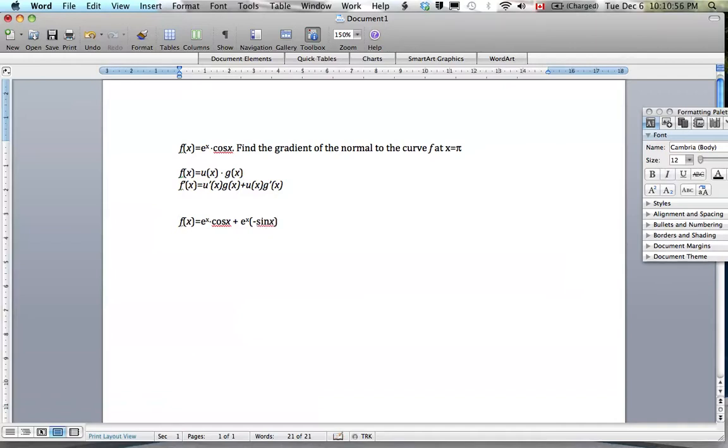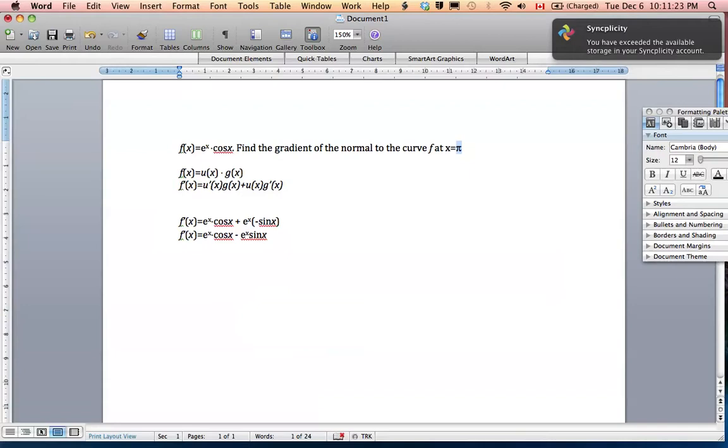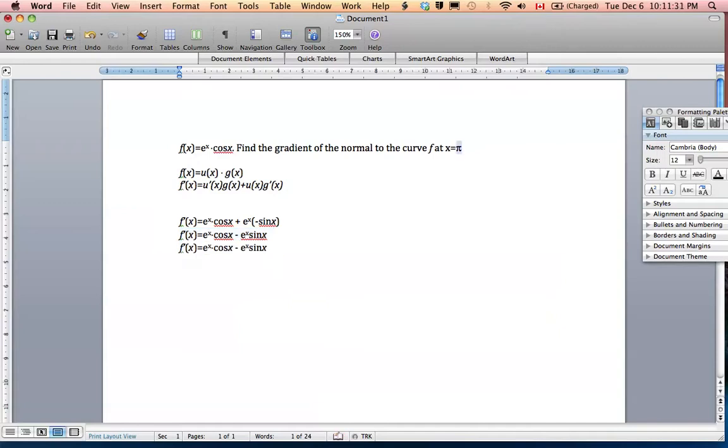So in the end, if you simplify that, you end up with e to the x cos x minus e to the x sine x. And of course, now that you have the derivative, you can sub in the point pi in order to find the slope of the tangent, and then take the negative reciprocal of that to find the slope of the normal. So you take this equation and you sub in pi.